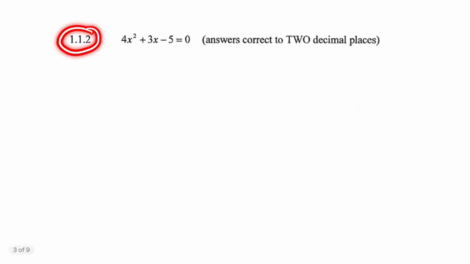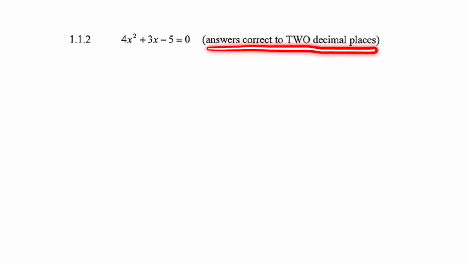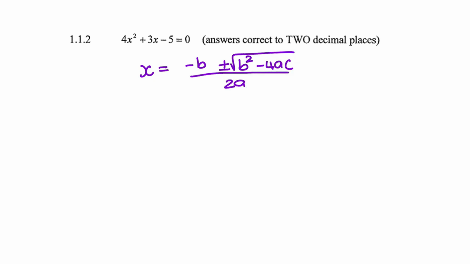Question 1.1.2. Here we have 4x squared plus 3x minus 5 equal to 0, and it says answers correct to 2 decimal places. So we want to solve x correct to 2 decimal places. Now that's an indication that you would need to use the quadratic formula, which you can find on your formula sheet. So the a value from our quadratic formula is the coefficient of x squared. The b value would be the coefficient of x, and the c value would be negative 5, the constant value.